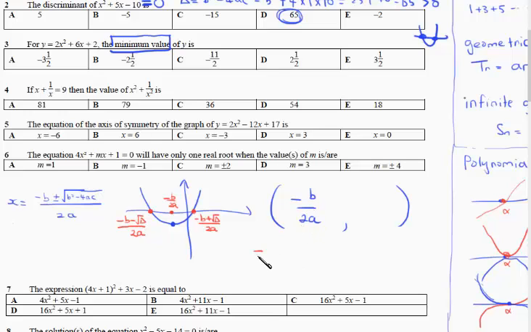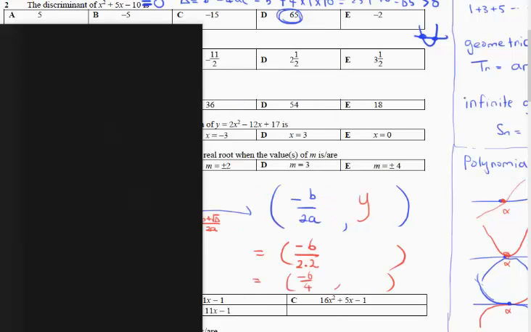Okay, let's try this. The y value is whatever you get when you plug this value into the equation. So minus b is 6, right? That's the middle value. And 2 times a is 2 right there. So this is equal to minus 6 over 4. Okay, so I'm going to bring up my calculator.